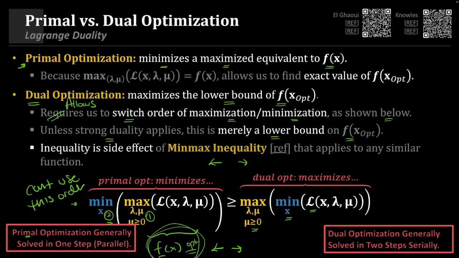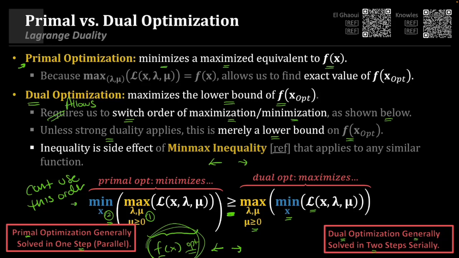And this doesn't use the same set of assumptions we had over here to the left. So primal optimization generally is solved in one step, right? As we saw in the first three modules, generally we do both the maximization and the minimization in parallel, whereas for the dual optimization, we generally don't use it unless we plan to solve the two steps serially, one after the other.